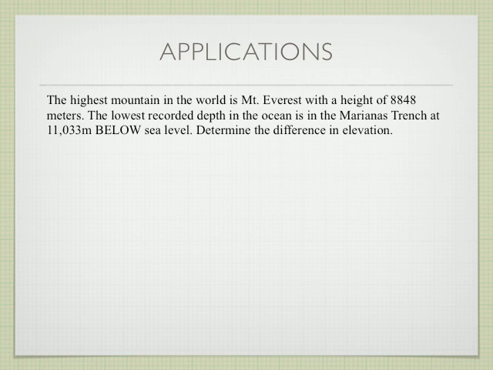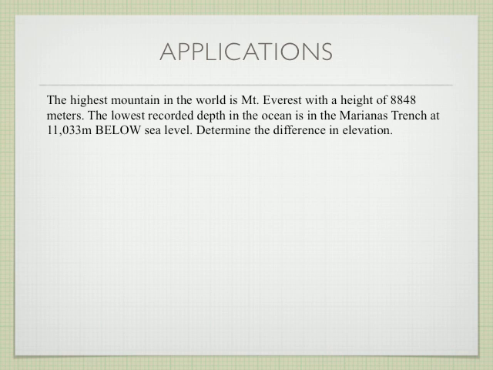Okay, the highest mountain in the world is Mount Everest with a height of 8,848 meters. The lowest recorded depth in the ocean is Mariana's Trench at 11,000 meters below sea level. Determine the difference in elevation. Now please don't take 11,000 minus 8,000. Think about what you're doing. Difference means subtract. You're going to be subtracting the trench from Everest.